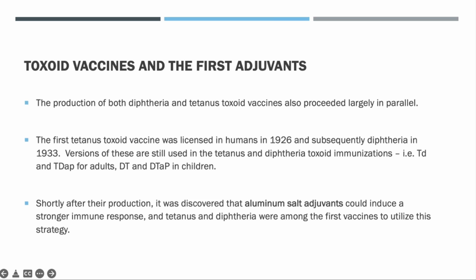Variations are still used, of course, today. We know of the Tdap, DT, DTaP vaccinations. What was really notable about these vaccines is that it was discovered that by conjugating these toxoids with an aluminum salt adjuvant, you could greatly improve the immune response by conjugating that adjuvant to the protein itself. Studies demonstrated that you had a far stronger immune response in doing so. Tetanus and diphtheria, these are among the first vaccines to do this.